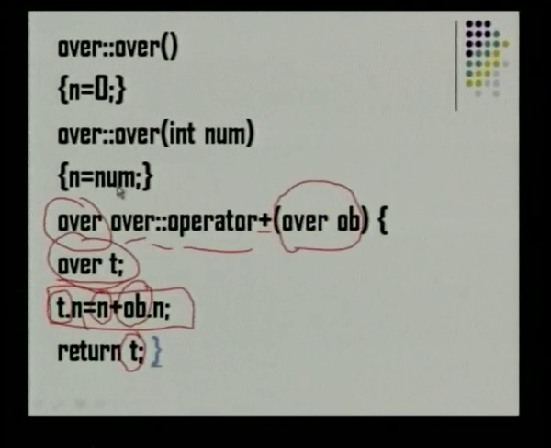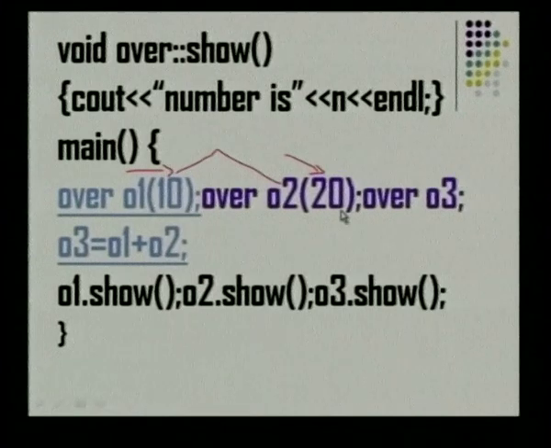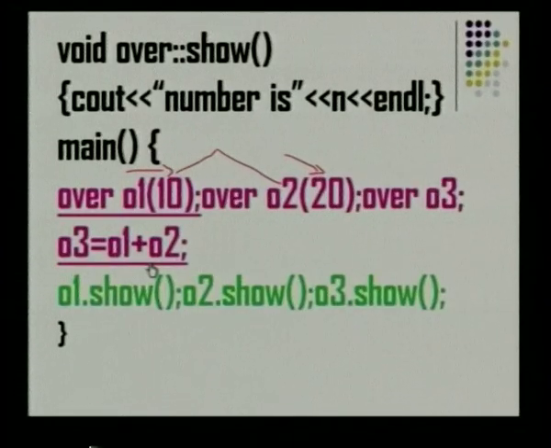So, in the case of O1, 10 is assigned to n, in the case of O2, 20 will be assigned to n. So, whatever value is passed over here, that is assigned to the data member. Now, the next step we are having O3 is equal to O1 plus O2. So, this is how the operator function is called in C++, O1 plus O2. This is nothing but a binary operator plus, two objects are being sent as parameters, the third object is receiving the result. So, this O3 is receiving the result, O1 is calling the function, O2 is being passed as a parameter.